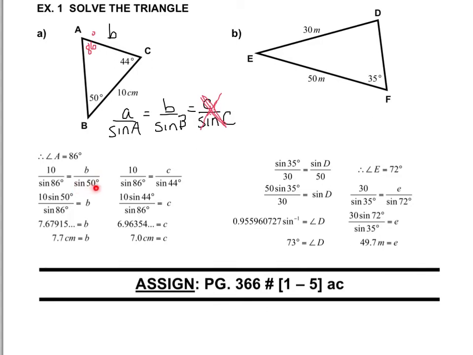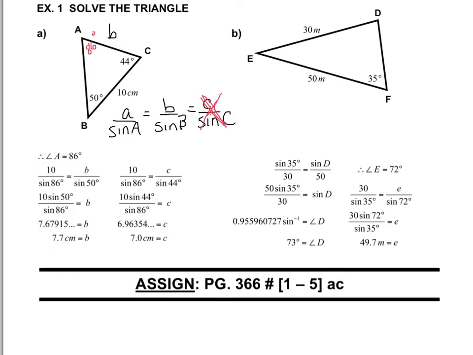This sine of 50 is going to move to the other side, so it'll come up. Since it was divided by b here, it's going to move over and be multiplied with the 10. You can punch that entire thing on your calculator. You'll get this decimal, and in this unit we round to the nearest one decimal place. Do not forget your units.